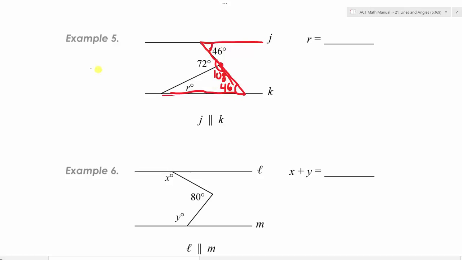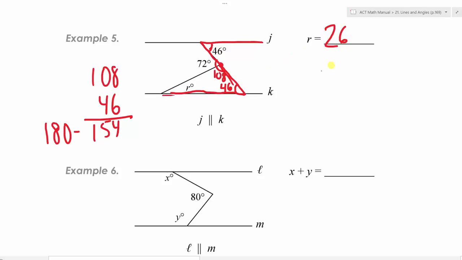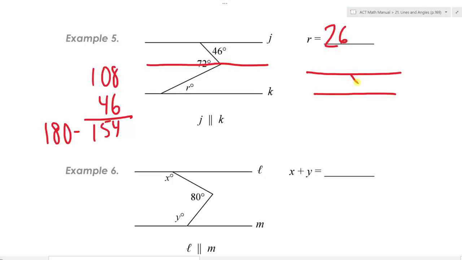So 108 and 46 would be 154, and then I have to take that away from 180. 180 minus 154 would be 26, so R would equal 26. Now, one other way to do this is to draw a third parallel line. I'm going to draw a third parallel line right through the bend in the two transversals. What that does for me is it separates the two systems so that it might be a little bit easier to see what's going on.